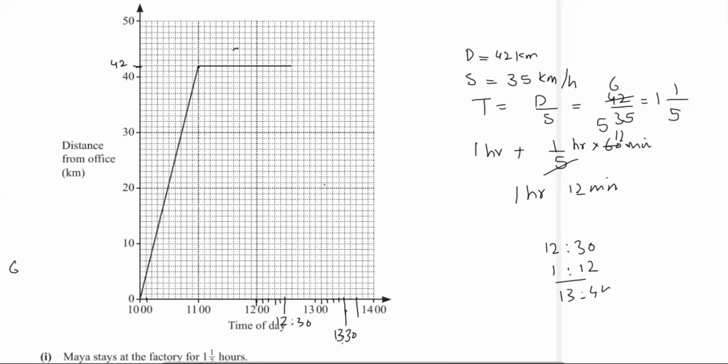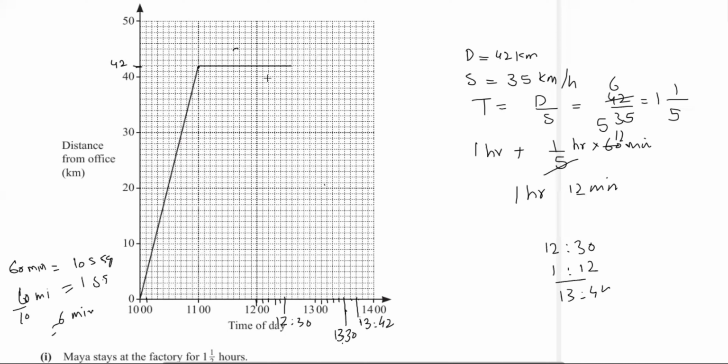You see here, 60 minutes equal to 10 small squares. Therefore, 1 small square will be equal to 60 over 10. Therefore, 6 minutes. Now you write here is 1 and 2. It shows that 12 minutes. Therefore, 13:42 is the time when she reached the office.